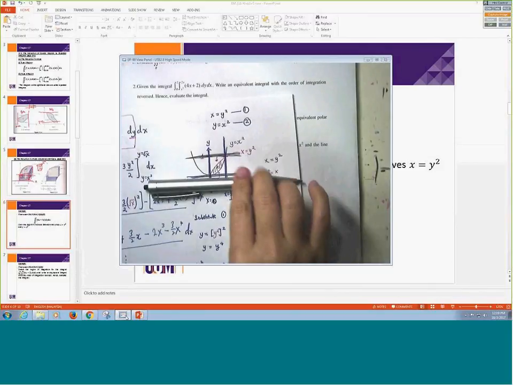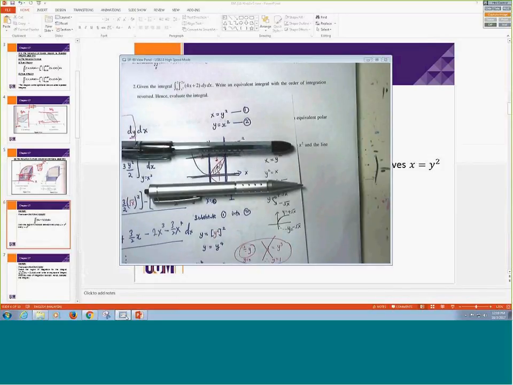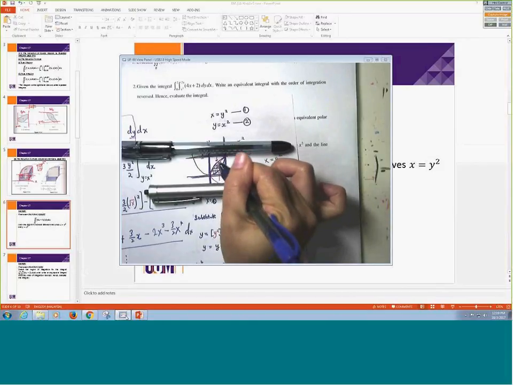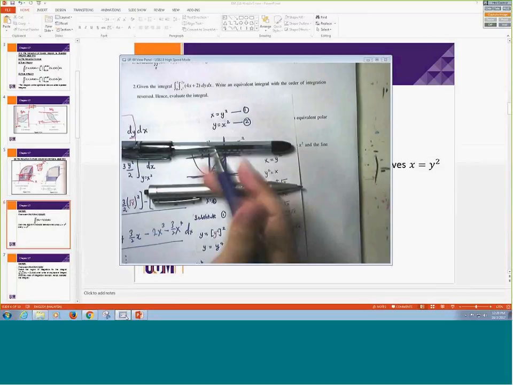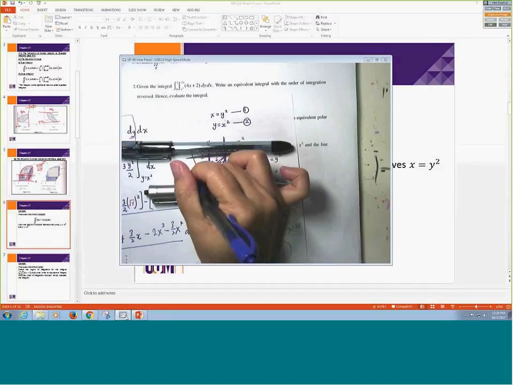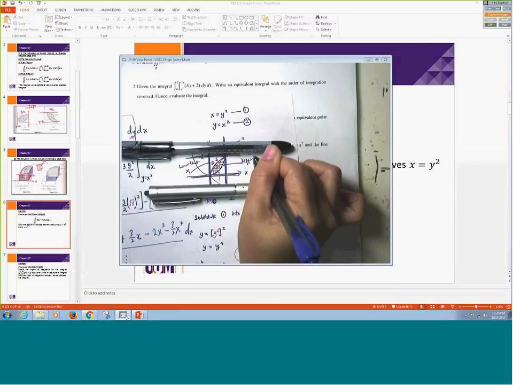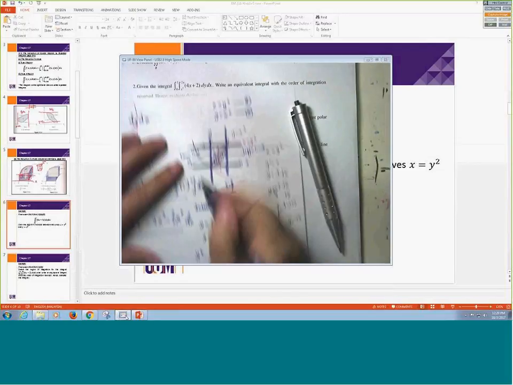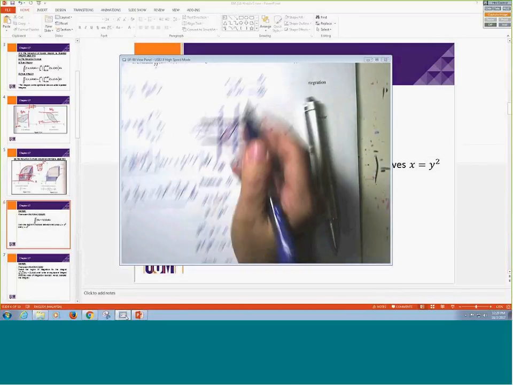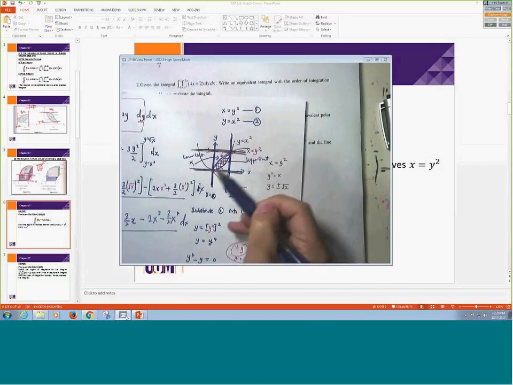When I have this line, the function is the x here and the x here. Looking from lower to upper, x1 will be the lower limit, and the right hand side will be the upper limit. The lower limit is x equals y squared. The upper limit is this one, y equals x squared.